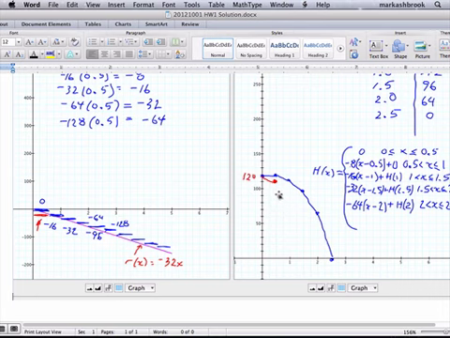Okay, and then, so this one is going to show too much decrease or not enough compared to actual.